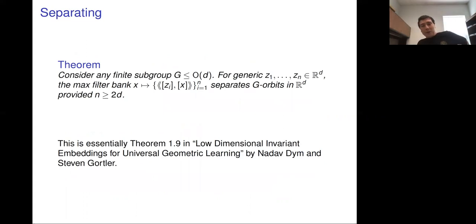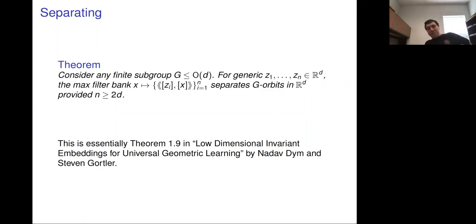Now just going on to the next thing. So that thing told me about separating, and depending on what the group was, I would need a lot of measurements or a lot of templates in my filter bank. This result here is telling me that for any finite group, I can get away with separating using only 2D templates in my filter bank.